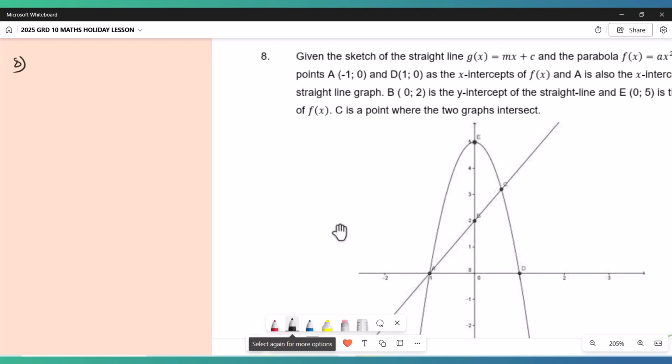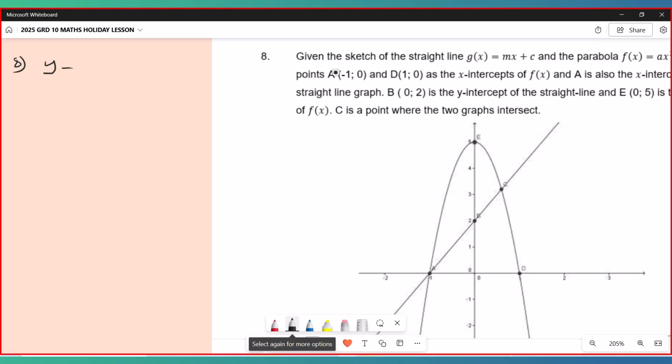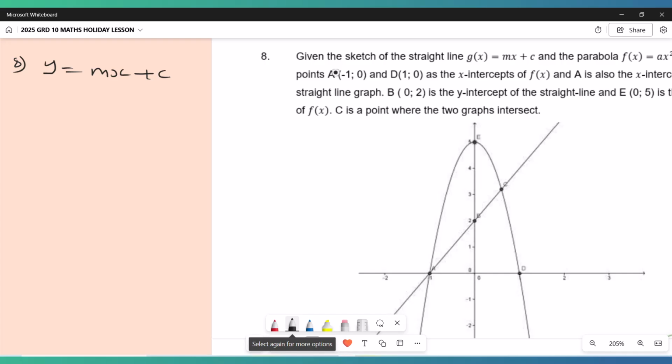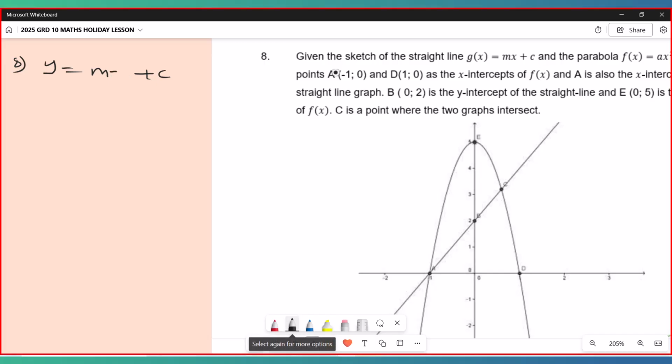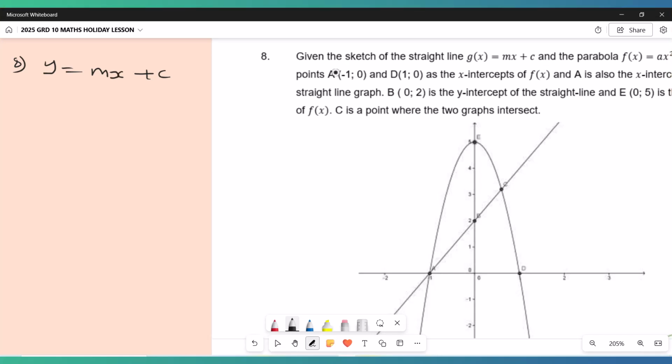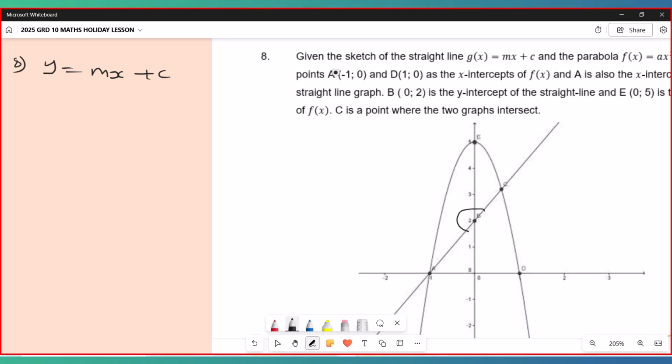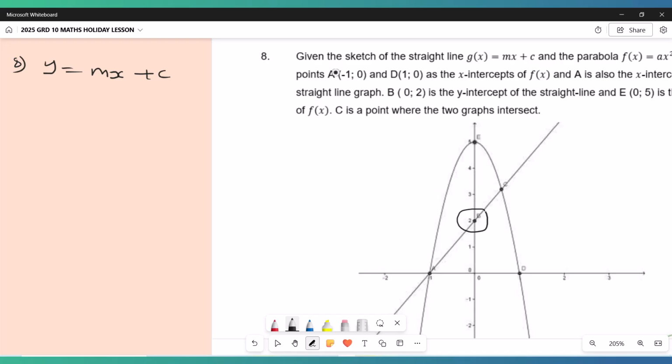They said we must find m, c, a, and b. So this is a straight line here, guys. Note that whenever you've got a line equation y equals mx plus c, the m stands for the gradient. What about the c? c stands for the y-intercept. Now, what do you mean by y-intercept? We mean the point where the line crosses the y-axis. So our line here is crossing at 2, meaning that our c is going to be 2.